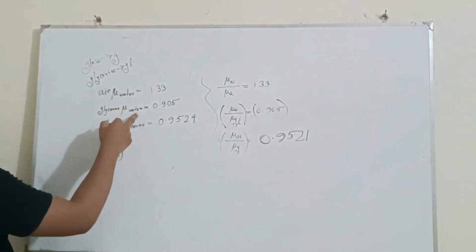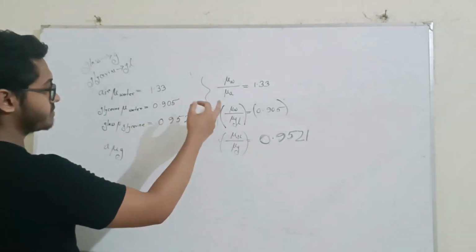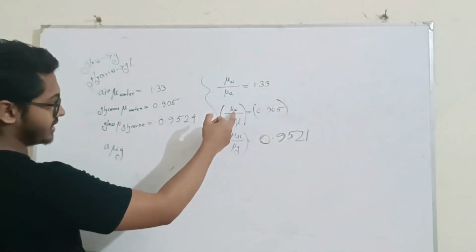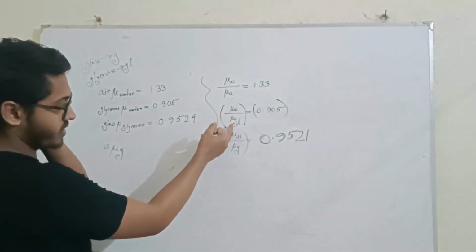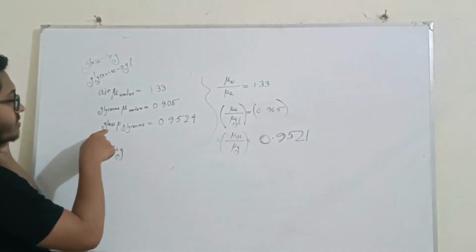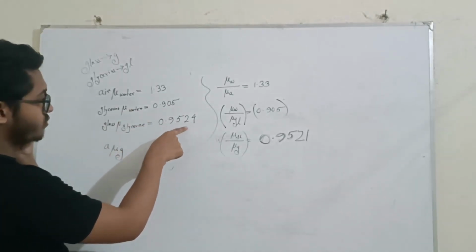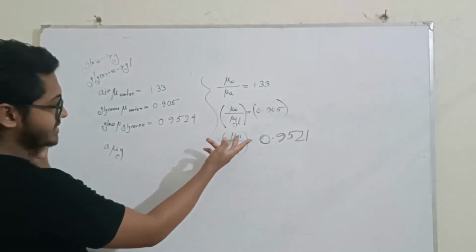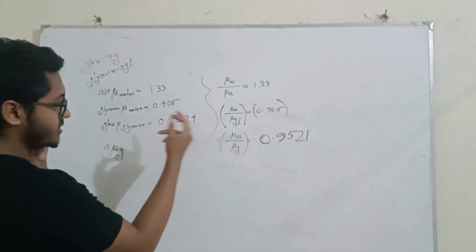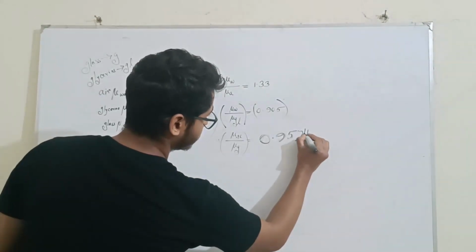Refractive index of water with respect to glycerin is equal to 0.905, and the same thing we can write as nu W, that is refractive index of water, by refractive index of glycerin is equal to 0.905. In the same way, refractive index of glycerin with respect to glass is equal to 0.9524, that is nu glycerin by nu G is equal to 0.9524. This is 4.